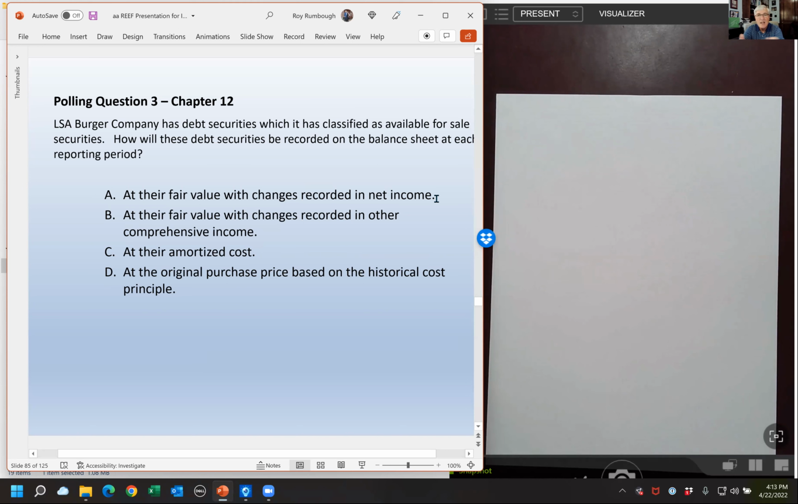And then finally, available for sale securities, how would these be reported on the income statement and the balance sheet? Well, I hope you said B, at their fair value, because we will now reflect those securities' fair value on the balance sheet, but because they're not trading every day, it's not our business, they will not affect net income. And so they'll go in our little bucket in equity called accumulated other comprehensive income.